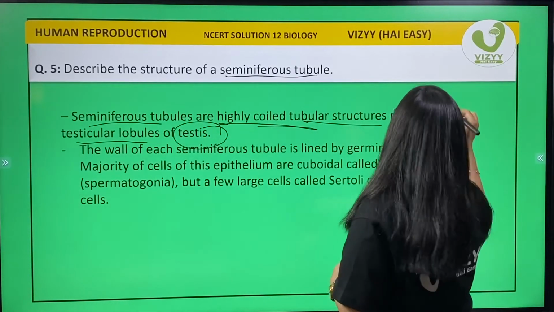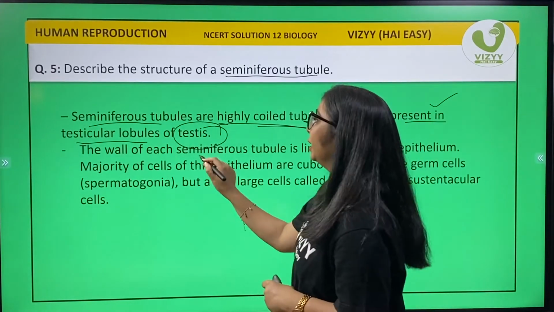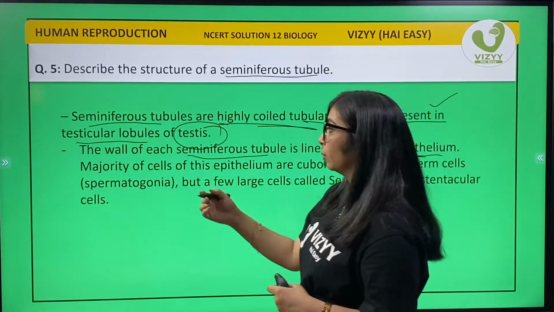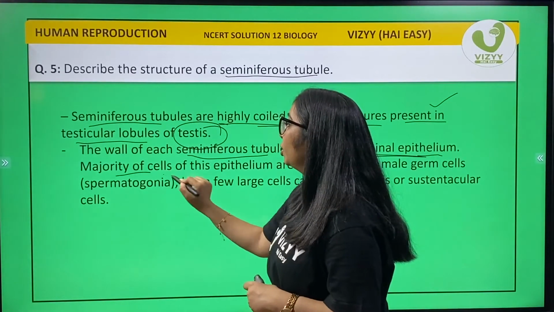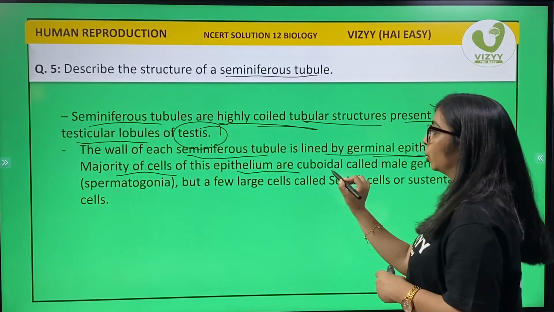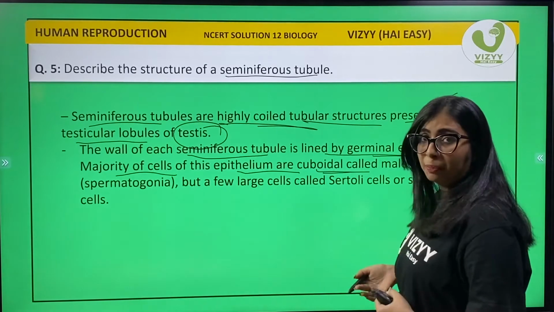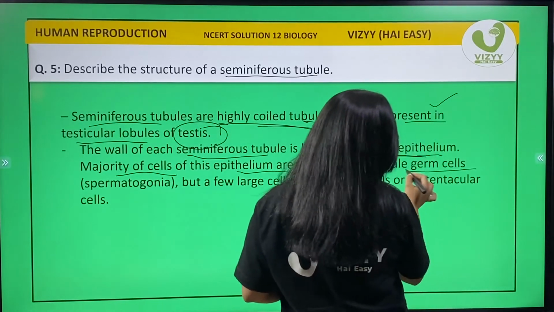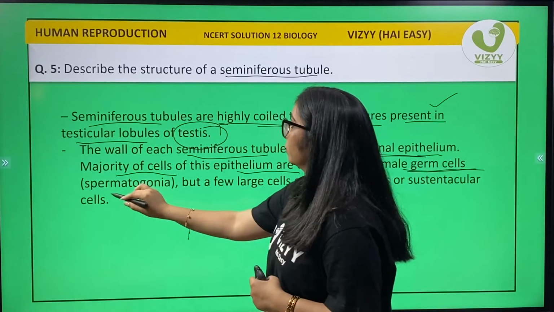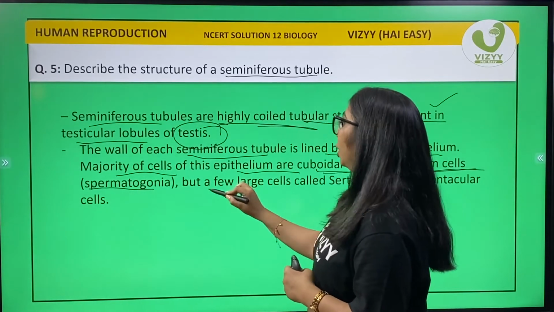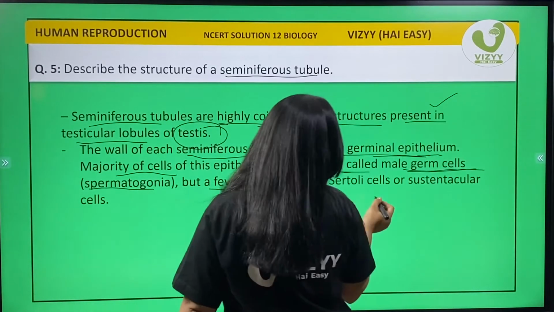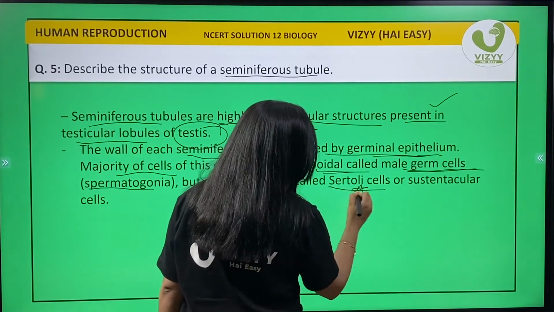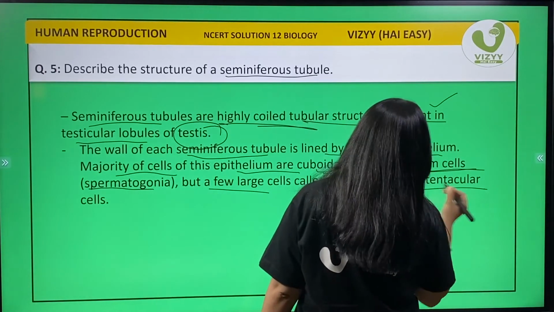So this is the location. Now, the wall of each seminiferous tubule is lined by germinal epithelium. Going ahead, the majority of cells of this epithelium are cuboidal. Note this. What are they made up of? Cuboidal epithelium cells called male germ cells or spermatogonia. But a few larger cells are called Sertoli cells. This is important. Emphasis on Sertoli cells or sustentacular cells.